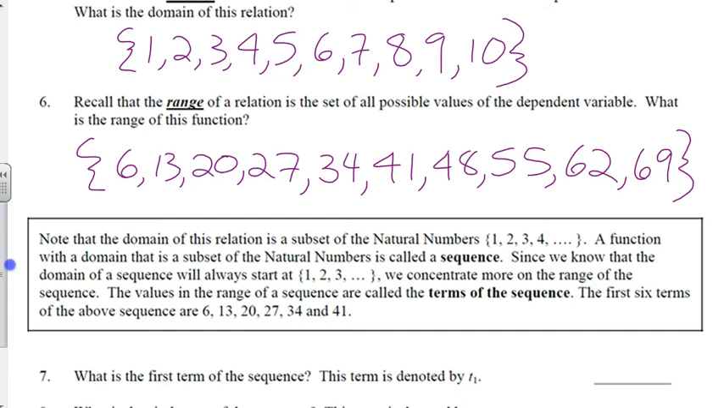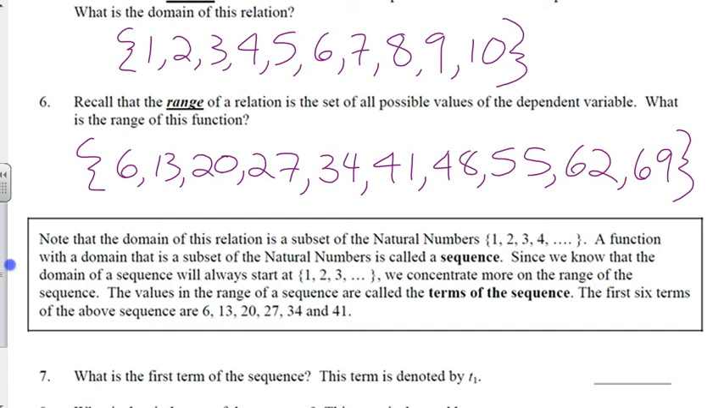Note that the domain of this relation is a subset of natural numbers, right? So we have growth stage 1, 2, 3, 4. A function with a domain that is a subset of natural numbers is called a sequence. Since we know the domain of a sequence will always start at 1, 2, 3, you always have the first term, the second term, the third term, the fourth term, and so on. We concentrate more on the range of the sequence.